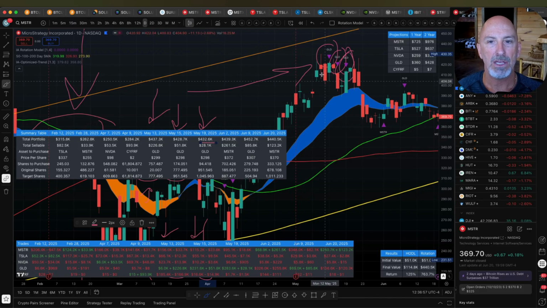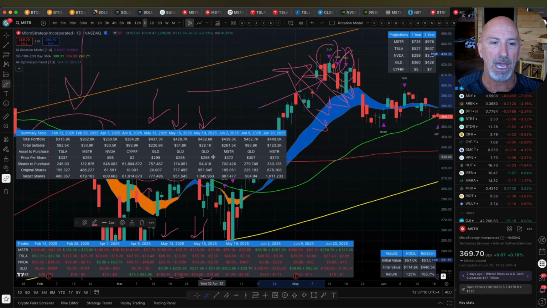selling off. You can see right here, MicroStrategy is going down during this time frame. If we were to look at the other assets like Tesla, like NVIDIA, like CYFRF, they were all likely pulling back a little bit, and gold is going up. So that's why it told us to go into gold. And gold really didn't go up. It just traded sideways.